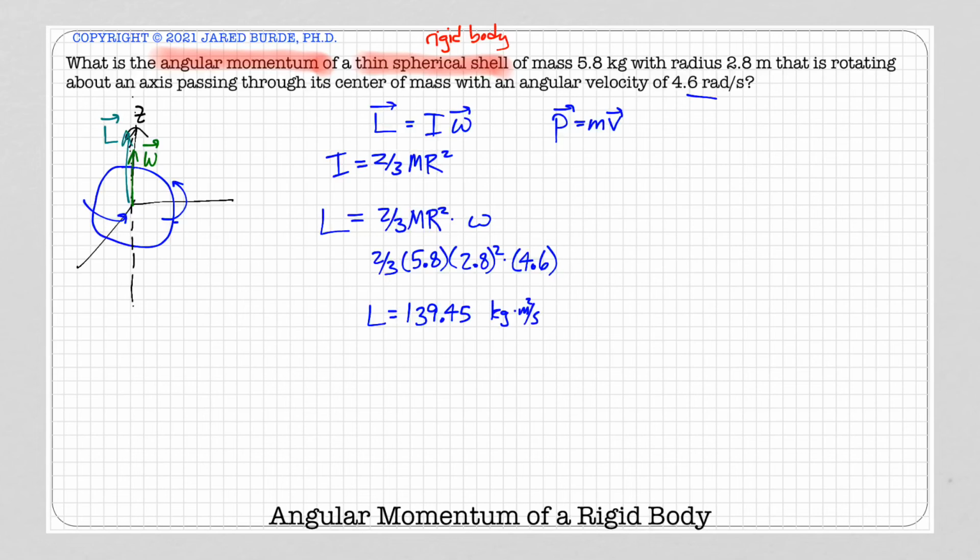In this case, again, we'll use significant figures, and we'll round this to 140 kilogram meters squared per second as the magnitude of the angular momentum. The direction is in the same direction as the angular velocity. Let's say it's along the z-axis since we don't have any other information in that regard.